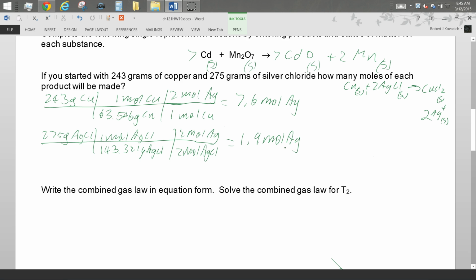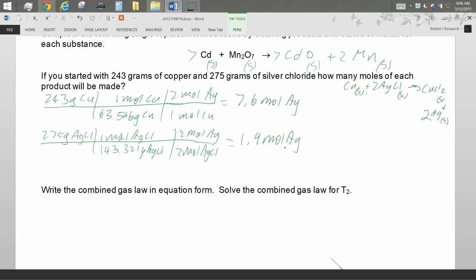So what do I know? Why are they both silver? Don't you want to know copper too? Moles of copper? No. Why do I want to know moles of copper? Well, it says how many moles of each product. Copper's not a product. Copper's a reactant.